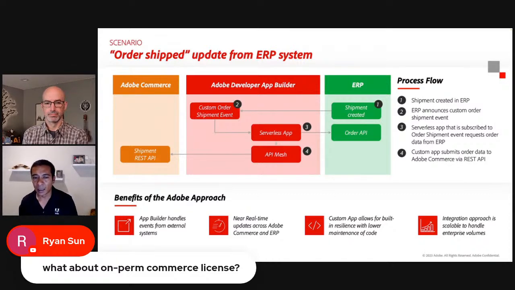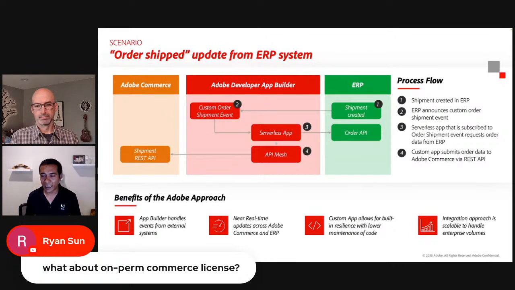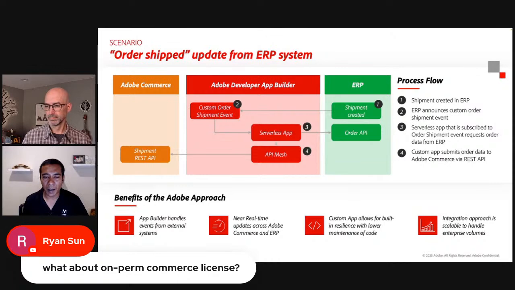So App Builder, as I mentioned, is a set of tools that you need to build these apps. But then it's also runtime capacity that you need to run them, right? Whether it's the queuing or the event management system, whether it's the runtime for apps, the storage, CDN, etc. So if you are running Adobe Commerce on-prem, you can still use App Builder. However, you do need to license App Builder in that case. So once again, reach out to your account team, and they will help you through that process.